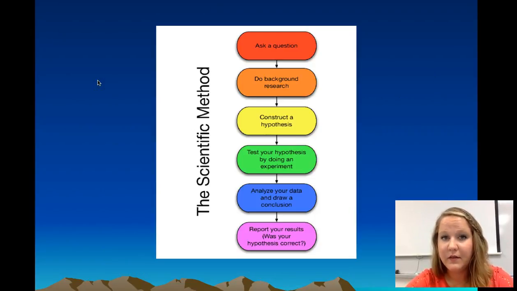Again, just as a review, the scientific method has 5 main steps: ask a question, construct a hypothesis, test your hypothesis by doing an experiment, and in your experiment you'll have an independent variable, a dependent variable, and a control. And you need to analyze your data and draw a conclusion. You need to test your experiment multiple times to make sure it can be reliable and proven or disproven.